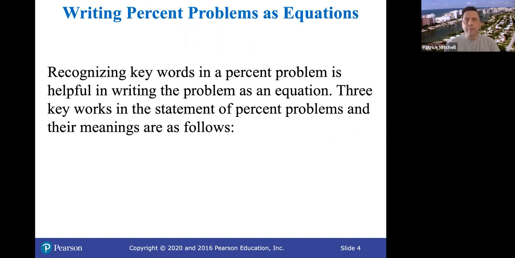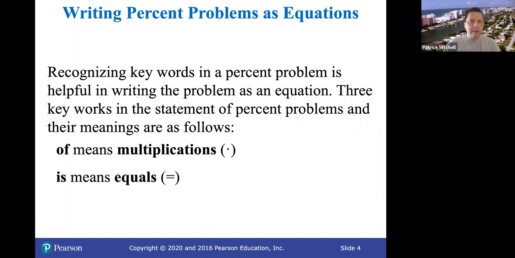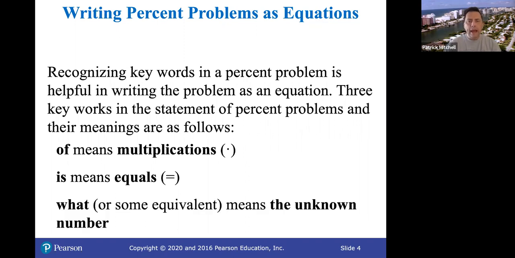Recognizing key words in a percent problem is helpful in writing the problem as an equation. Three key words, there's a little typo, in the statement of percent problems and their meanings are as follows. Whenever you see the word of, that means multiply. Whenever you see the word is, that means equals. And whenever you see the what or some version of what, that means the unknown number. So you put a variable there.